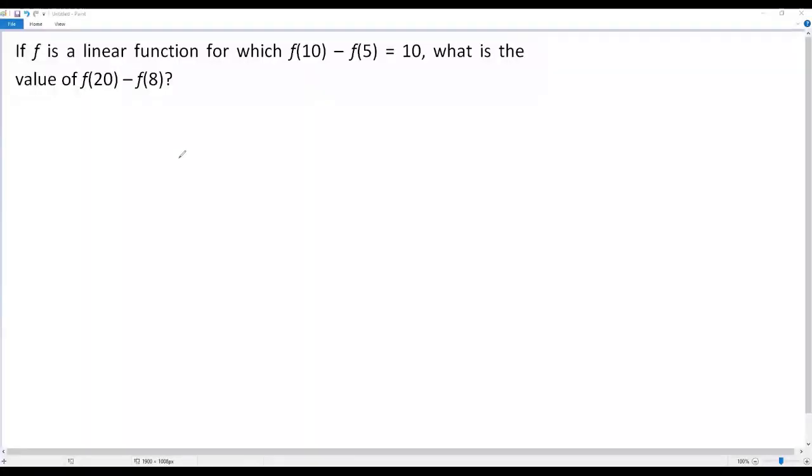Here we have an SAT math problem. Okay, let's go to the question. If f is a linear function for which f(10) − f(5) = 10, what is the value of f(20) − f(8)?